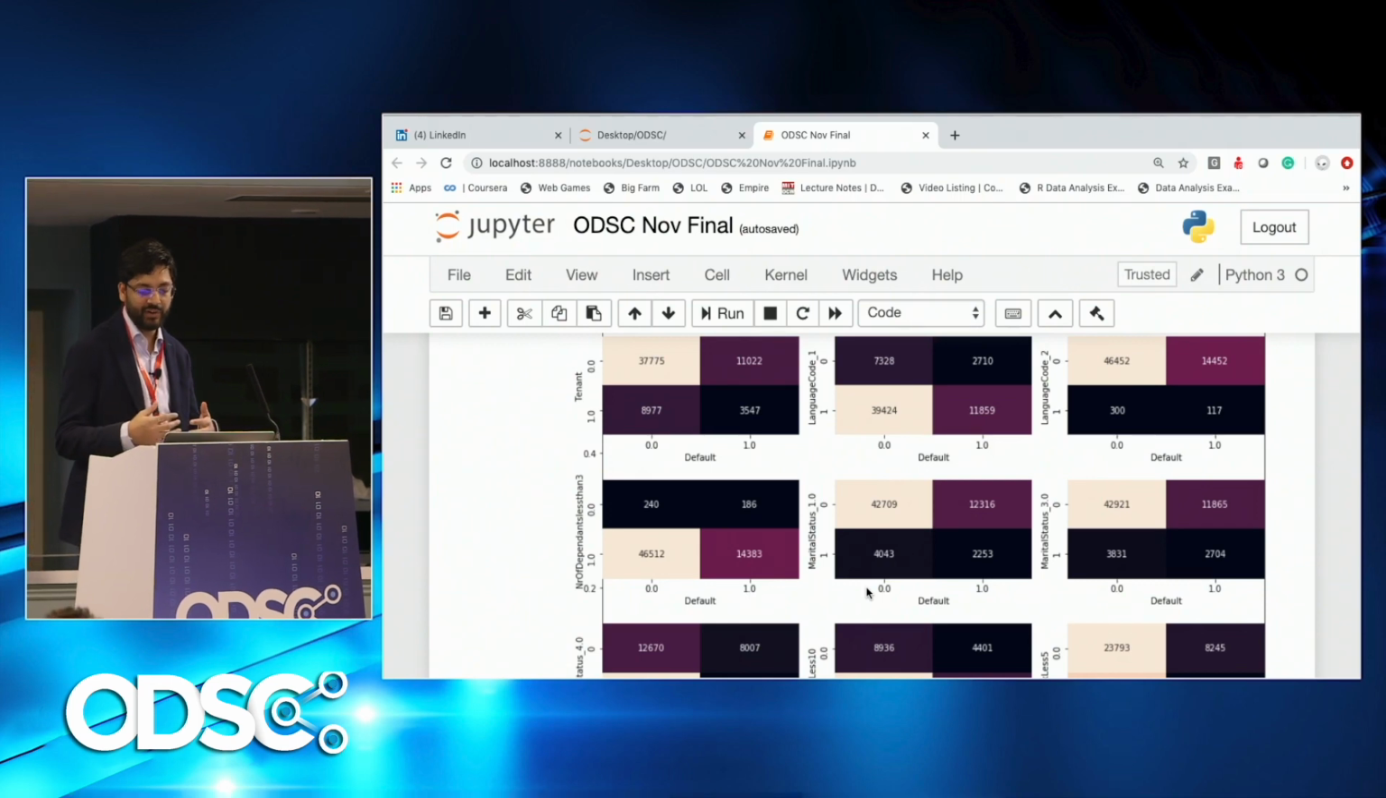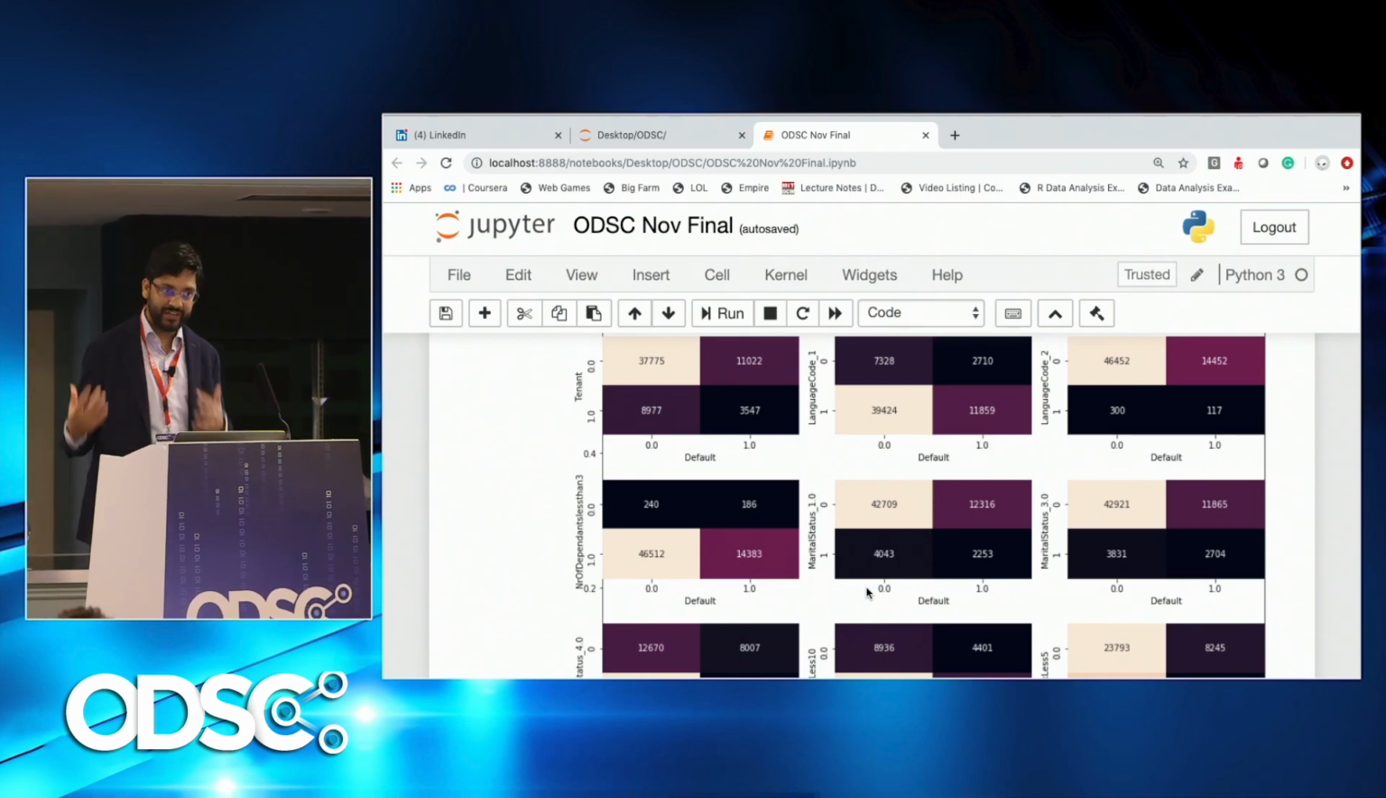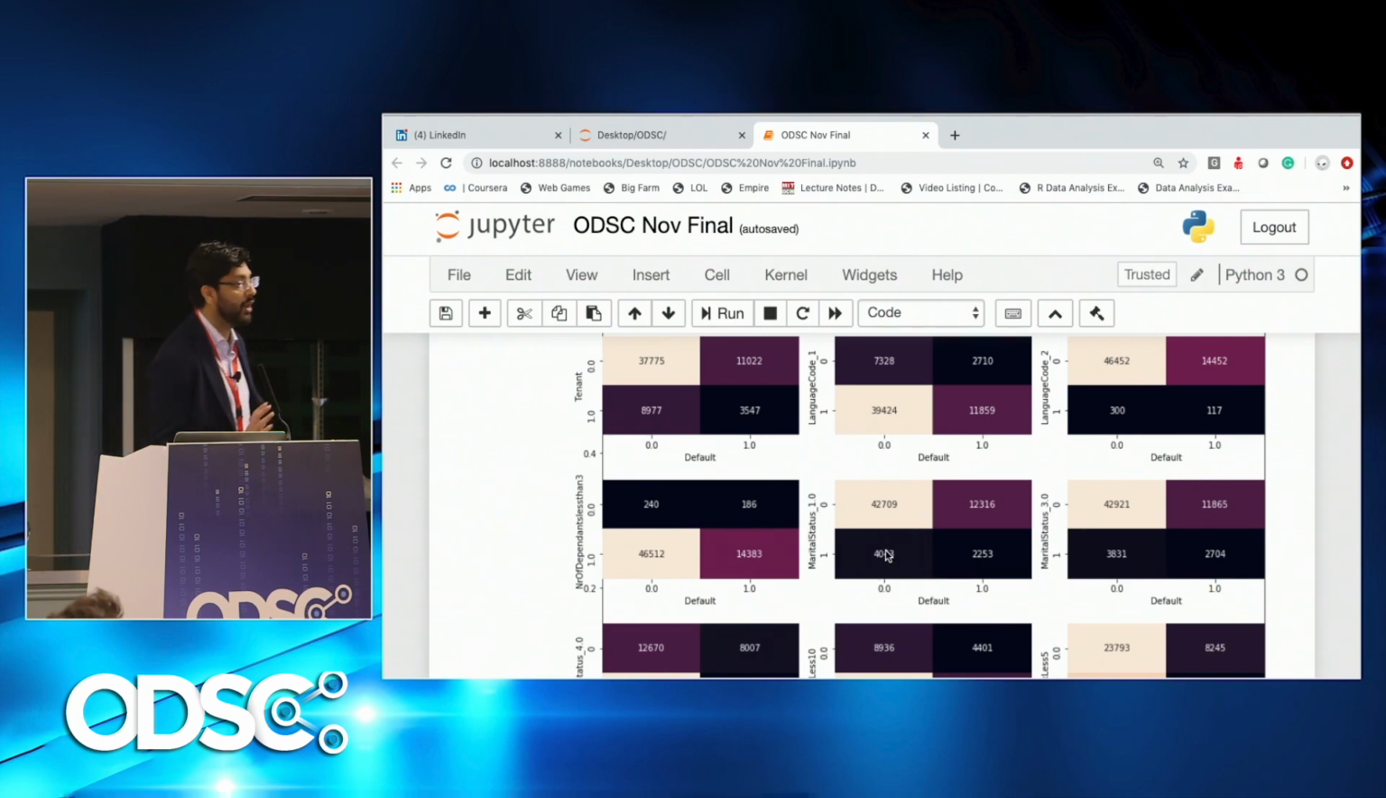Given that my default 0 is my favorable outcome, which is my privileged class? Which is a higher number? In this heat map, which has the higher number? Yes, 0. So 42,709 is the highest number, and it belongs to a favorable class. So this is my advantaged or privileged group, and this is my disadvantaged, non-privileged or unprivileged group.